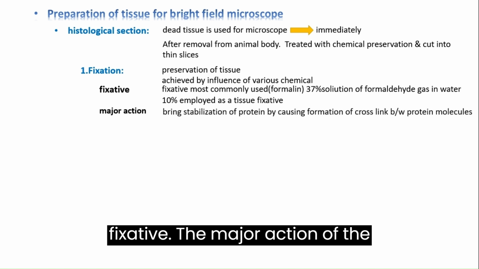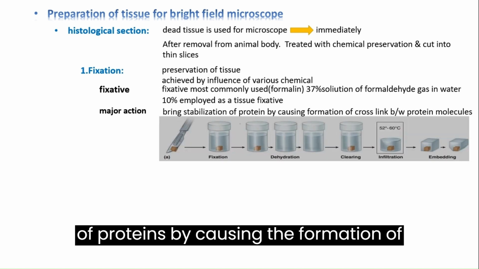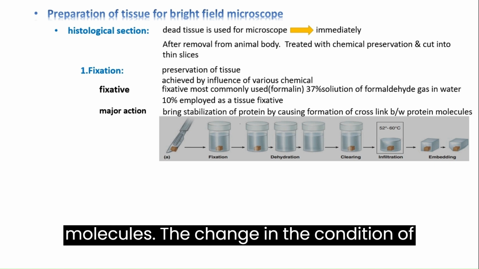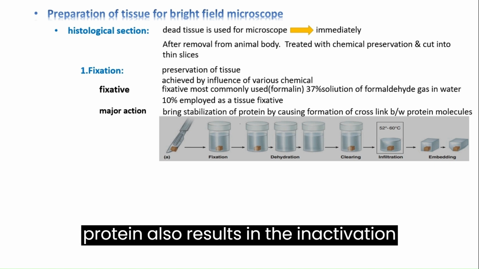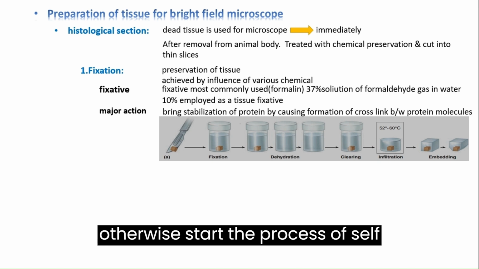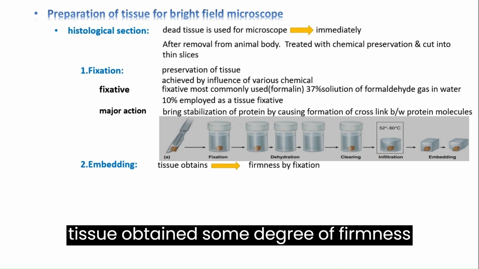The major action of the fixatives is to bring about stabilization of proteins, by causing the formation of cross-links between the protein molecules. The change in the condition of protein also results in the inactivation of certain cellular enzymes that would otherwise start the process of self-digestion, that is called autolysis. Second process is embedding. The tissue obtains some degree of firmness by fixation.